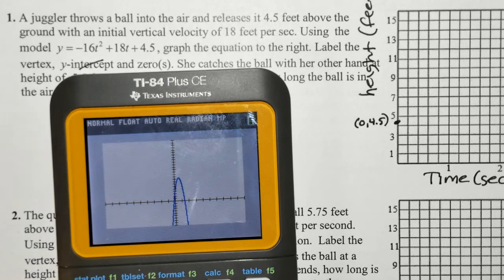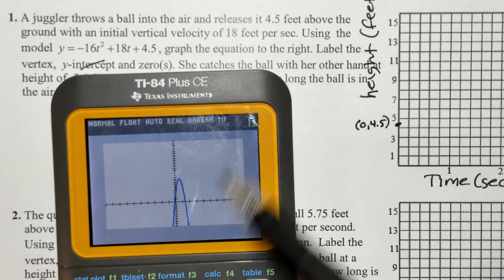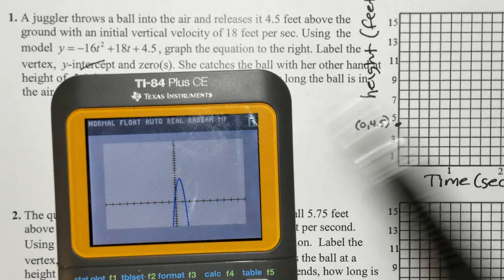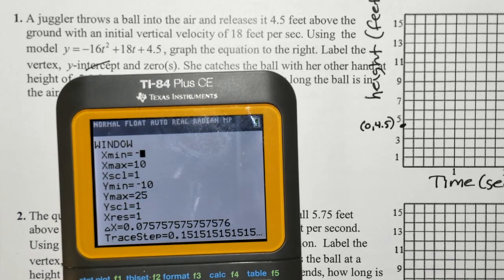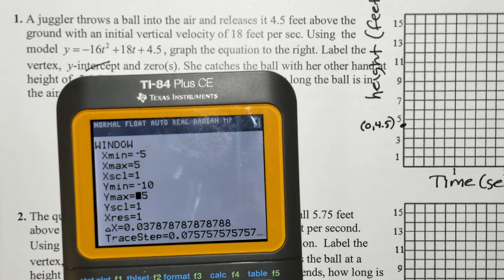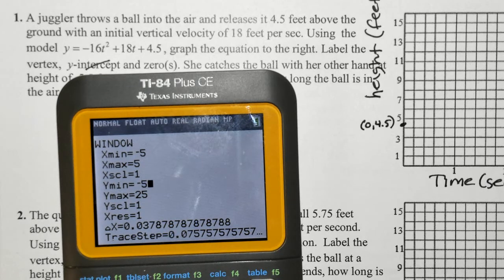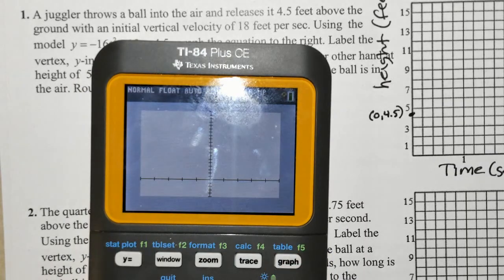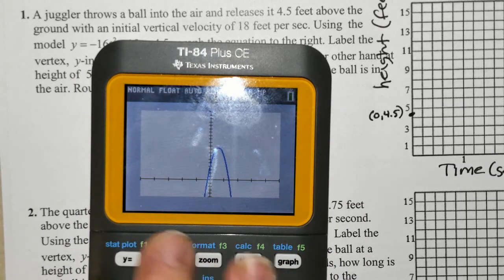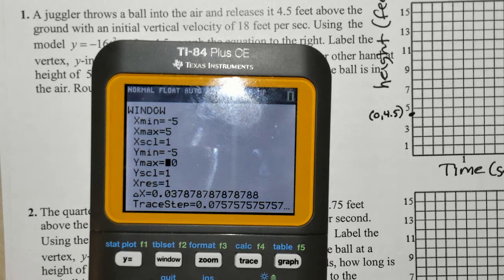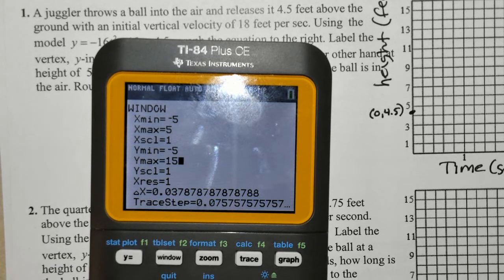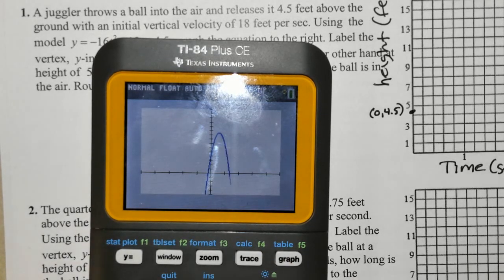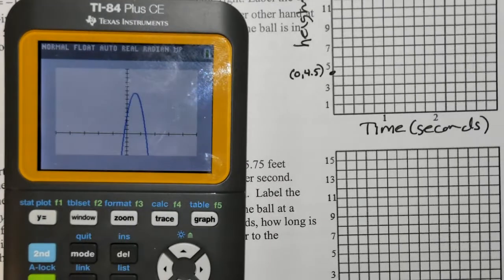By a raise of hands, how many other people also have the same graph? Do you guys agree I have a lot of extra room up here and on the sides? Let's come up here to Windows. Let's try -5 to +5. And maybe I only need to go up to, let's go -5 to 20. Let's see if that's a better range. Okay, I don't even need to go up that high. Let's move it down to, I don't know, 15. All right, good. Now I can see that a little bit better.